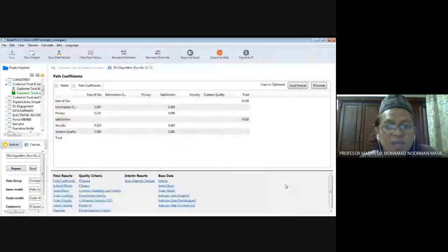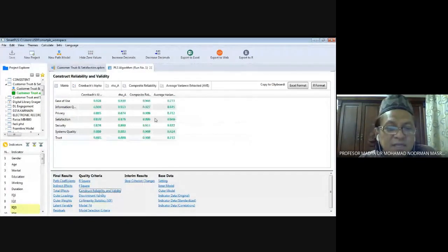Okay, so you will get the output. You look at construct reliability and validity. This is where you see the Cronbach's alpha, rho, composite reliability, and average variance extracted. Now, for reporting you can also show the graph if you want. You can just click here on the graph.